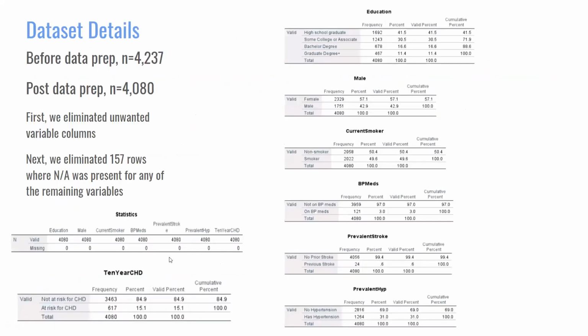And this is our data set details. We had to prep the data a little bit because there was a lot of data missing. We eliminated the unwanted variable columns first, and then we eliminated the 157 rows where there was no data present. Then we used that data set for our analysis. Now handing over to Chris.